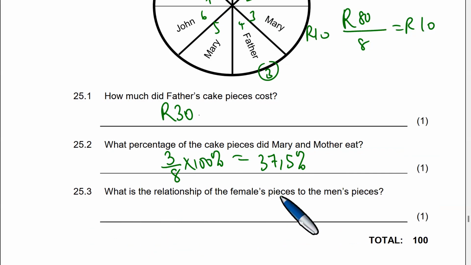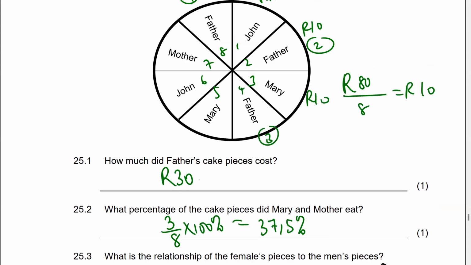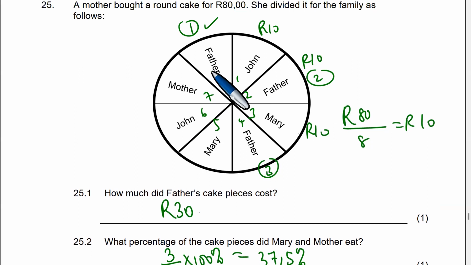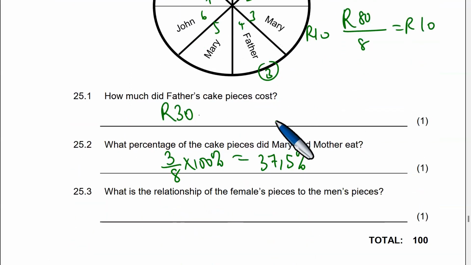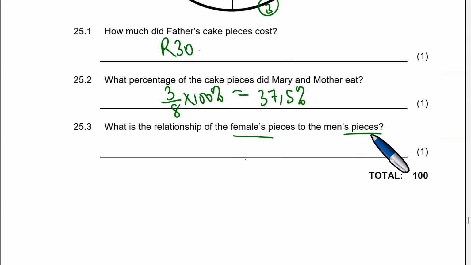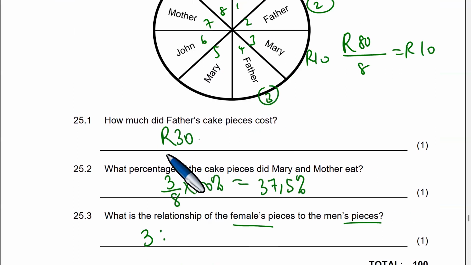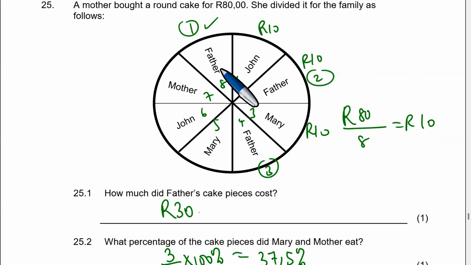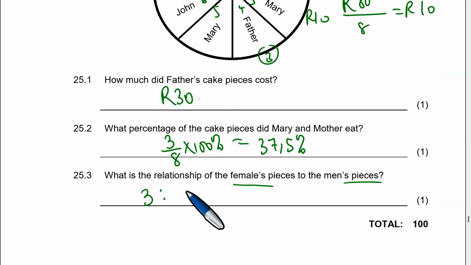What is the relationship of the female species to the male species? How many pieces are there for the females? 3, because you assume the females are Mother, Mary, and Mary. So you have 3 to the male species. How many pieces are there for the men? 5 pieces. Well done. So the relationship is 3:5.